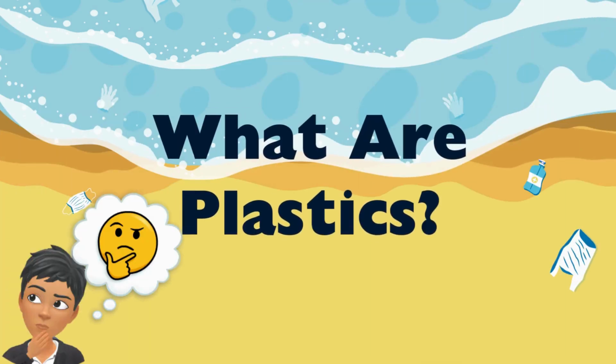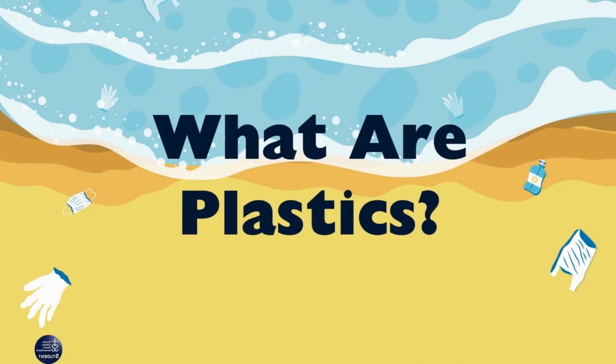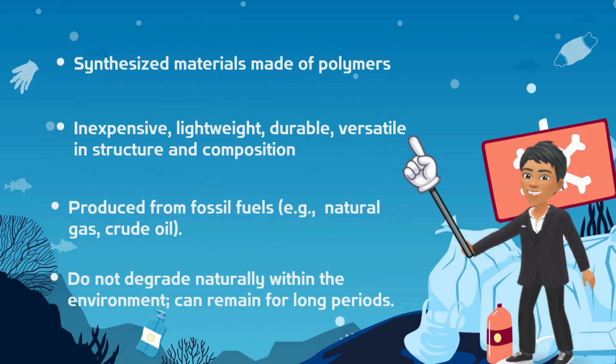To start off, what are plastics? Plastics are synthesized materials made up of polymers, which are long chains of molecules made up of smaller molecules linking. Plastics are mainly used because they're cheap, lightweight, and durable, and they have endless uses. They're also made from fossil fuels, such as crude oil and natural gases. A big con of plastics is how slowly they degrade, with some plastics taking hundreds of years to decompose.